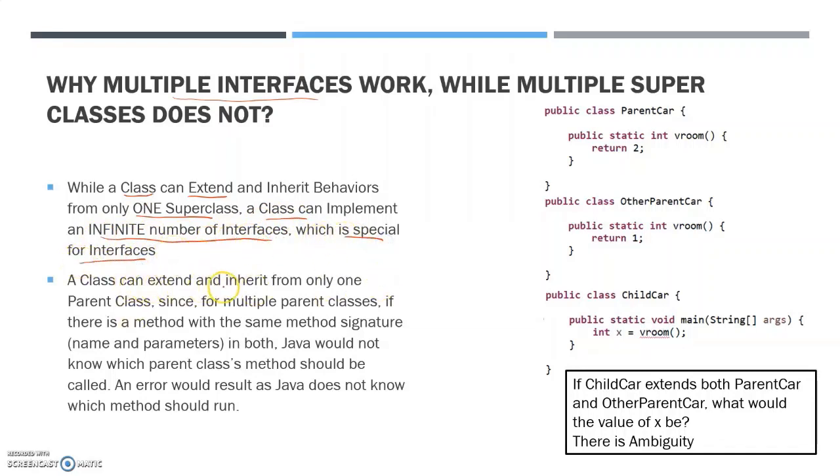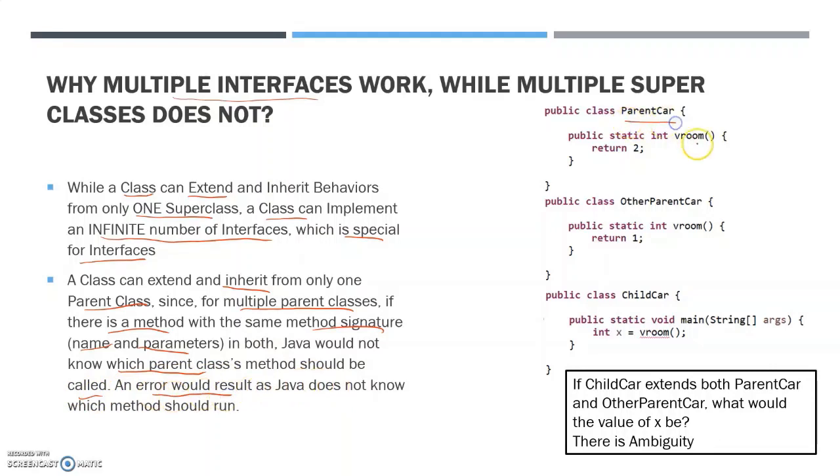A class can extend and inherit from only one parent class, since for multiple parent classes, if there is a method with the same method signature, such as name or parameters, in both, Java will not know which parent class's method should be called. An error would result because of this ambiguity.